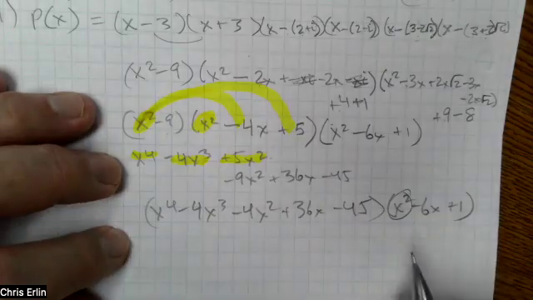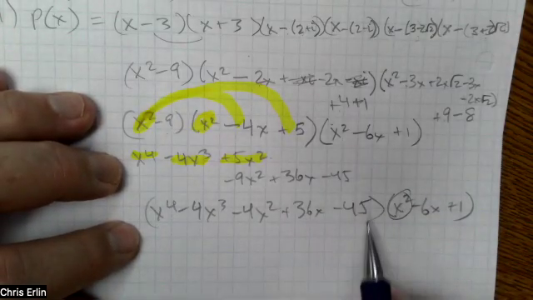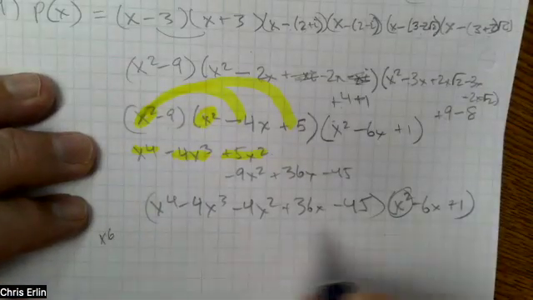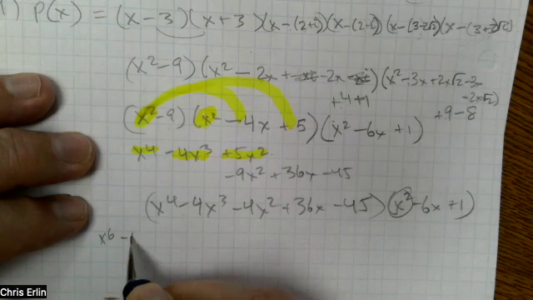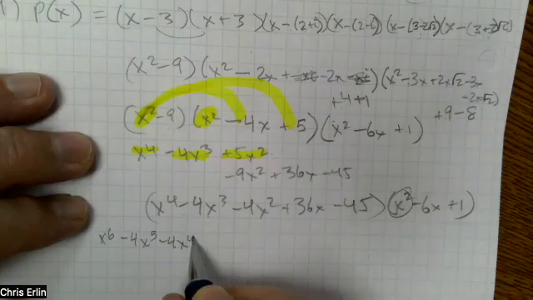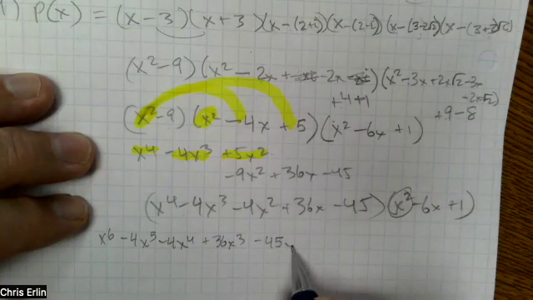I take the smaller number of polynomial pieces, in other words, the trinomial instead of the 1, 2, 3, 4, 5 quintinomial. So x squared times x to the fourth is x to the sixth. x squared times negative 4x cubed is negative 4x to the fifth. Negative 4x to the fourth plus 36x cubed minus 45x squared.